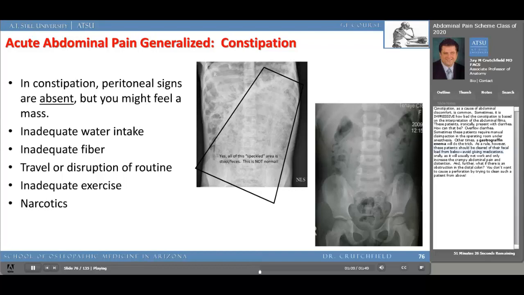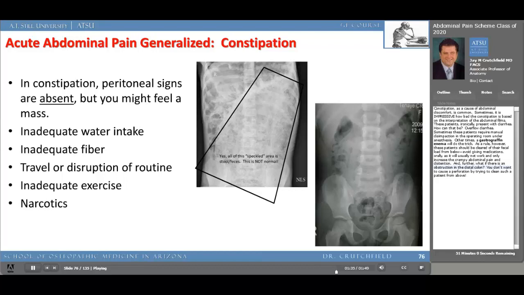Labs should always include a UA, a pregnancy test in all females of childbearing age. Whether or not they've had a tubal ligation is usually not relevant. A CBC to check the white count and to check for any underlying anemia. They may require a CT scan, an MR angio, or an ultrasound. Truthfully, women presenting with abdominal pain are often the largest diagnostic challenges.